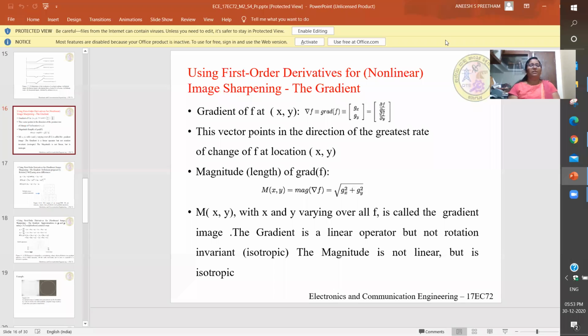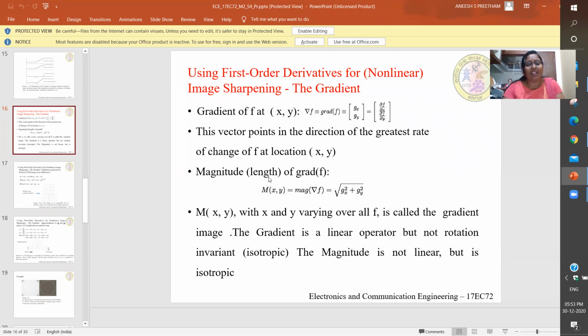So next topic, using first order derivatives for nonlinear image sharpening, that is the gradient. Gradient of f at x comma y, del f, is equal to grad f is equal to [gx, gy], is equal to [del f by del x, del f by del y]. This vector points in the direction of greatest rate of change of f at location x, y.